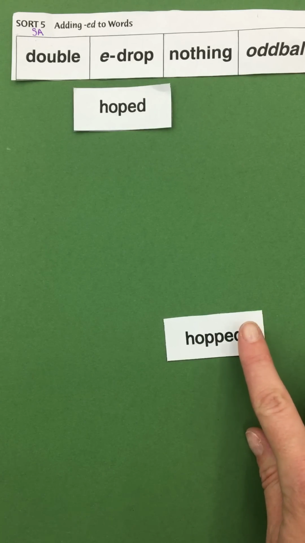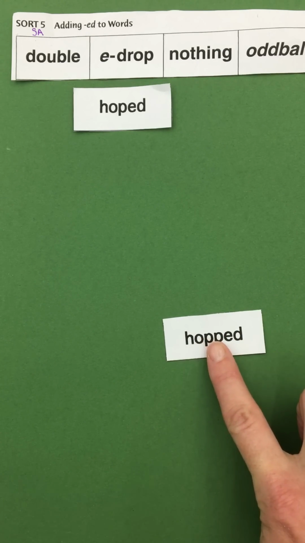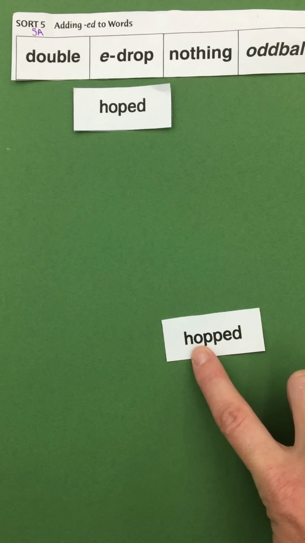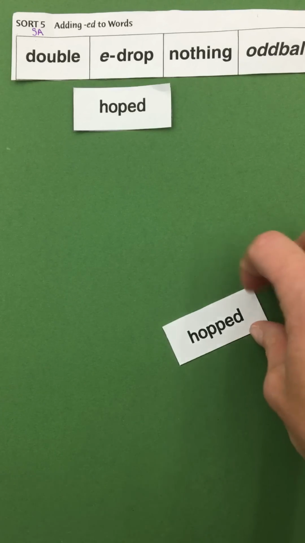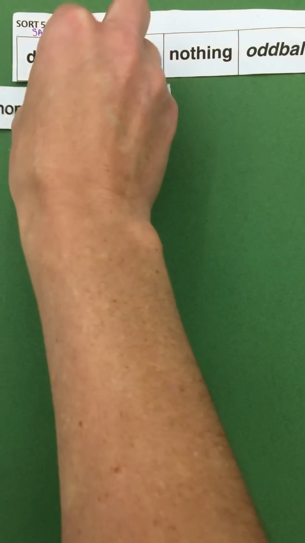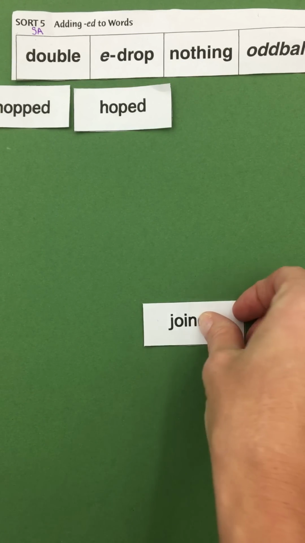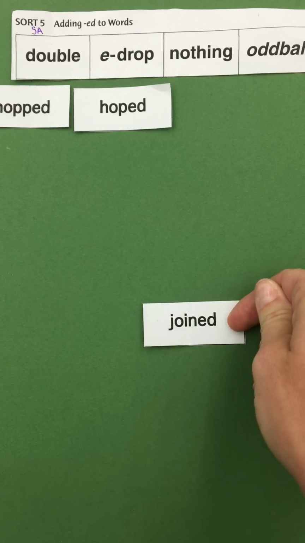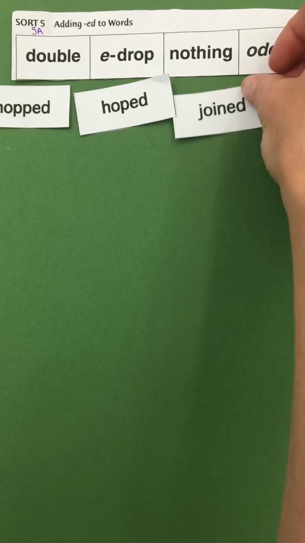And hopped. The O is making an ah sound. So to protect that ah sound, I had to double it so that I get two consonants after the vowel. And then I add ED. So that means I doubled it. Then our other keyword is joined. Here's your base word of join, and then we add ED, joined. So I didn't do anything to that.